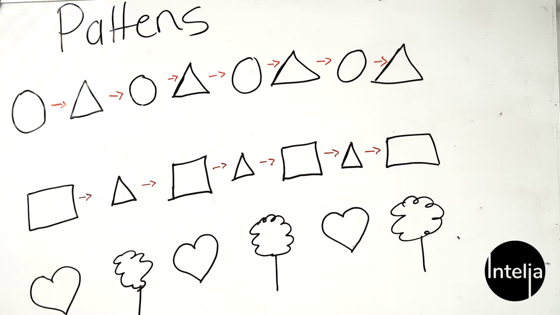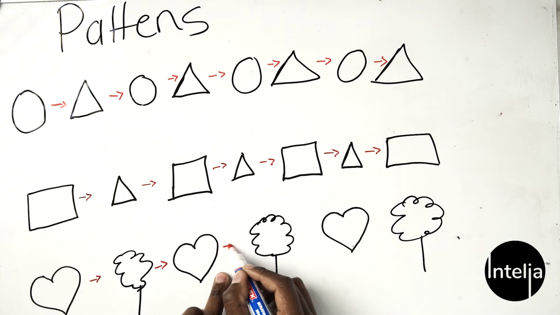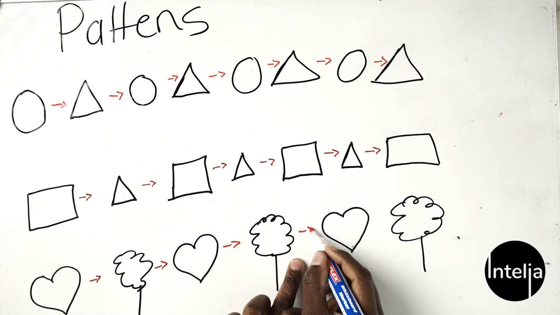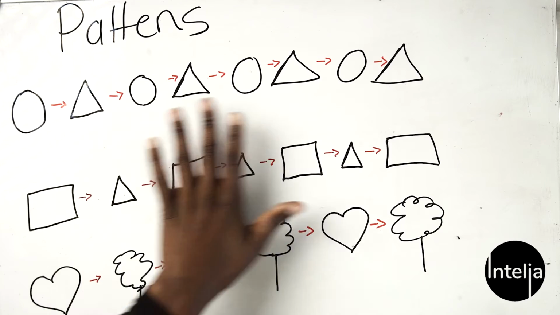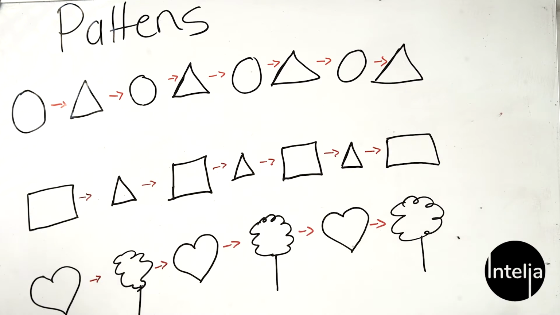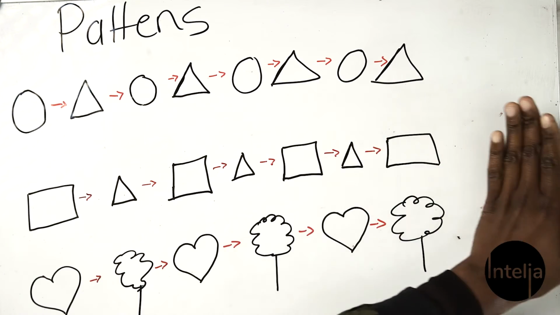And then you come back here, we have a heart and a tree. Heart to a tree, tree to a heart. It's going heart to a tree, heart to a tree, heart to a tree. So this is how our pattern goes. You start from the left, going to the right.